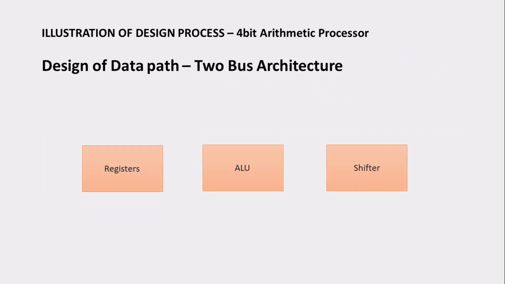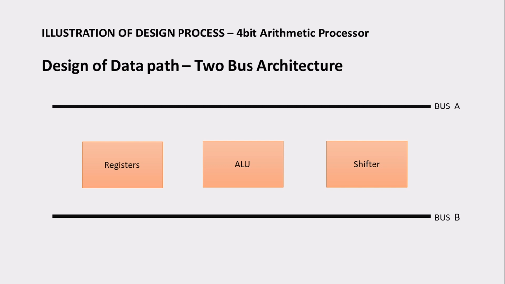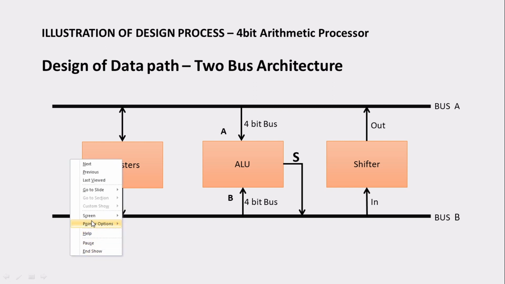So let us look into another architecture. That is the 2 bus architecture. Here we have done a little bit of change in terms of bus architecture. Instead of only one single bus, we have taken 2 different buses, that is bus A and bus B. So here there is a different type of thing. What you can observe is that our input bits A and B will be loaded at the same instant of time.